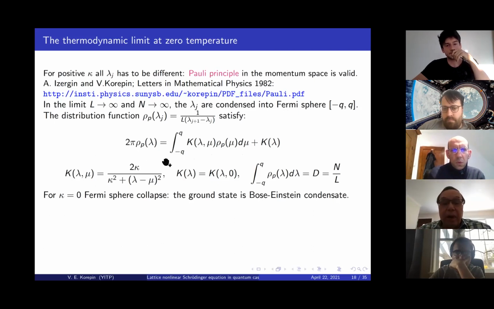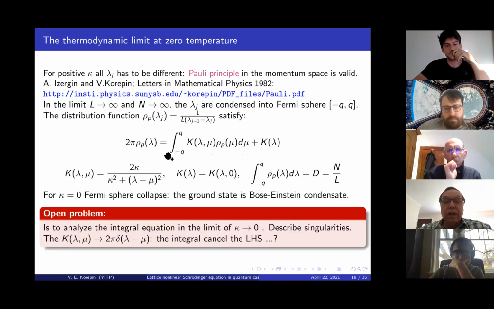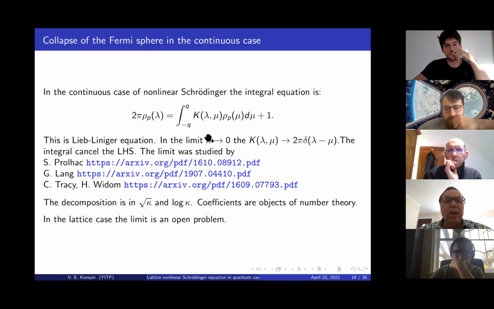So mathematically, this means that this equation will have a singularity when kappa, the coupling constant, goes to 0. And that's an open problem: how to study the analytical behavior of the solution of this integral equation when kappa goes to 0. Something is known along these lines. For the continuous nonlinear Schroedinger, the integral equation is similar, but instead of K we have 1 in here. This is the famous Lieb-Liniger equation. In general a solution exists, and this singularity when the coupling constant goes to 0 was studied. The kernel, by the way, goes to the delta function, and I immediately see the problem, because if I replace the kernel naively by a delta function, the integral will cancel the left-hand side. I'll have 0 equal to 1, which is not good.